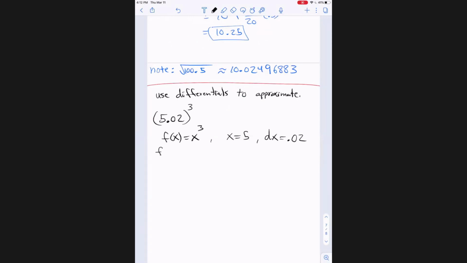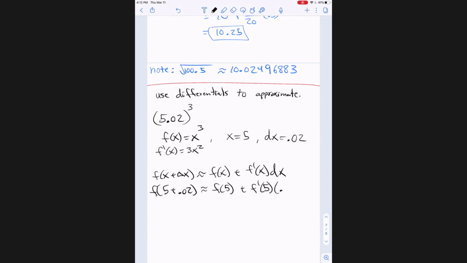So we would say, all right, the derivative is 3x squared. So f of x plus delta x is approximately f of x plus f prime of x times dx. So f of 5 plus 0.02 can be approximated by f of 5 plus f prime of 5 times 0.02. So that's 5 cubed plus 3 times 5 squared times 0.02. 125 plus 75 times 0.02.